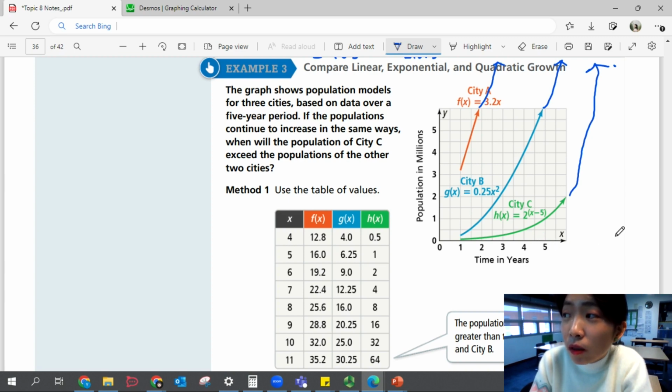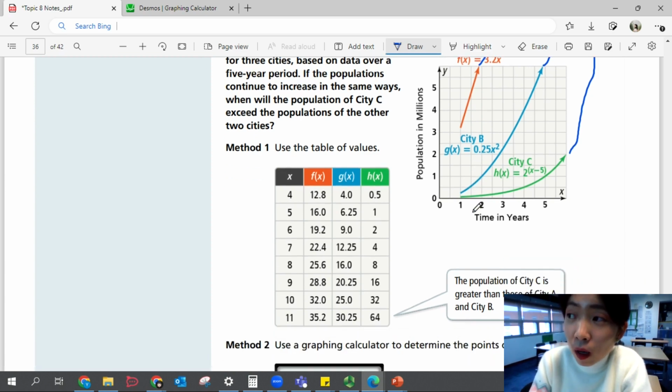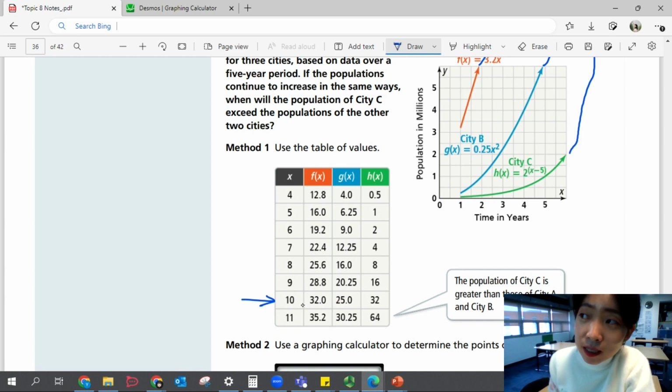So if you keep drawing the graph, then you'll be able to see where it exceeds. But looking at the table of values, you'll be able to see it numerically, right? So by year 10, you can see that city C is going to exceed city A's population, or city B's population, and it's going to be equal to city A. But in order to be more, you'd have to go over that. Okay, so using the table values is method 1.